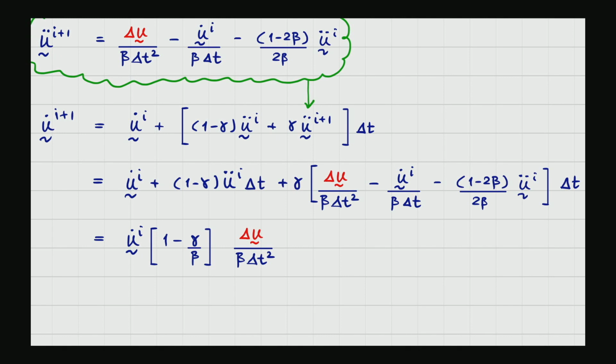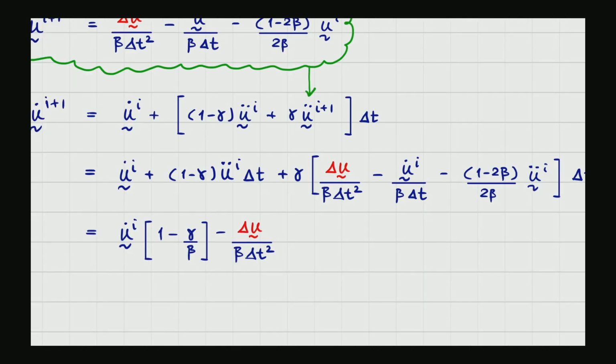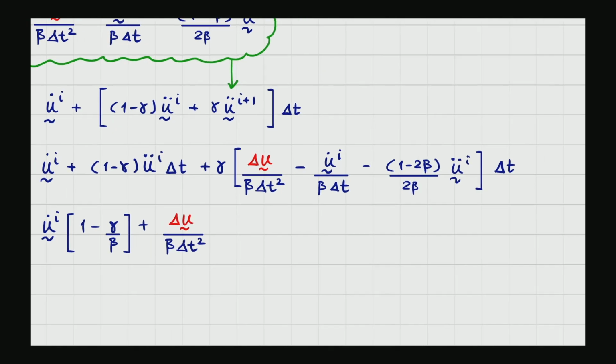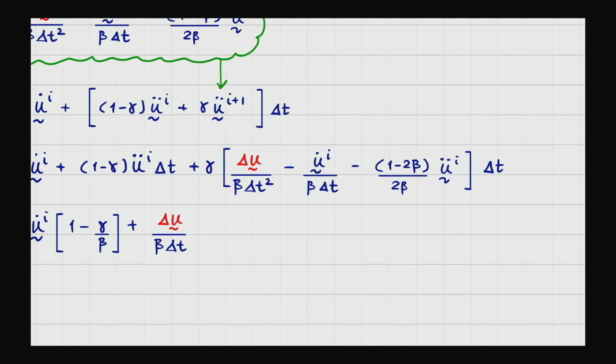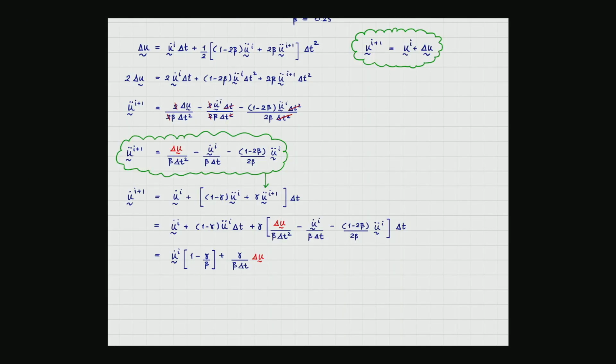It has to be a minus 1. Delta U is plus, and delta T squared turns out to be just the delta T, and gamma has to be scaling there. So I put this out here, and then the gamma over beta delta T delta U, U dot at step I. Okay, so I think everything looks alright.